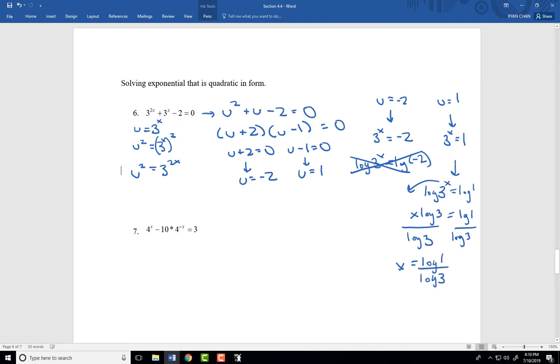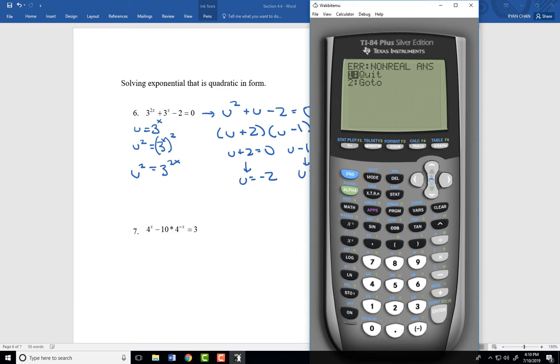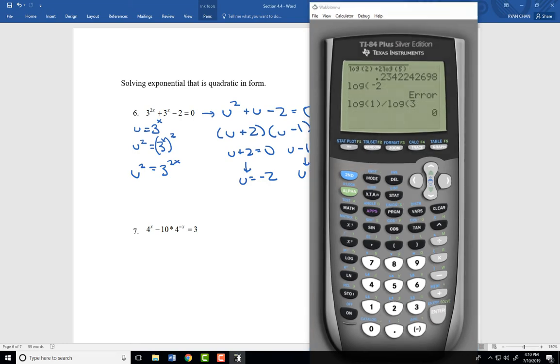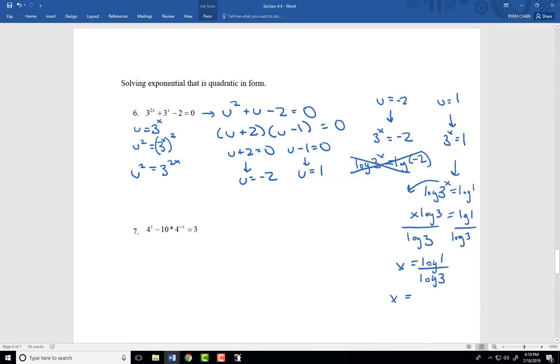So if I put this in my calculator, log of 1 divided by log of 3, I get 0 as my answer. And that's my final answer. Generally they'll ask you to write a problem like this in approximate form.